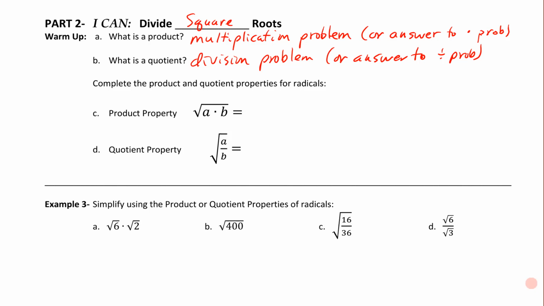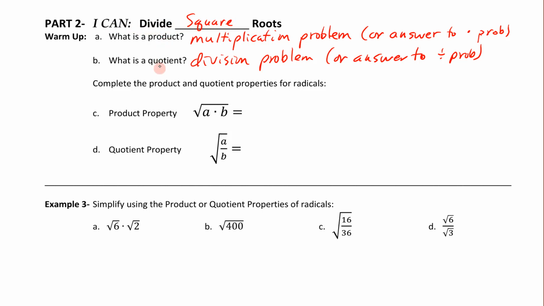So yesterday when we started section 3.14, we were talking about the product property of radicals. And today we're going to talk about dividing radicals, or it's called the quotient property of radicals. So if you'd fill these in here just as a reminder. So again, the I can statement for today is going to be I can divide square roots.